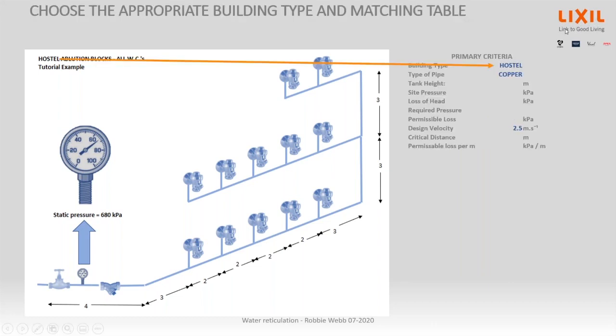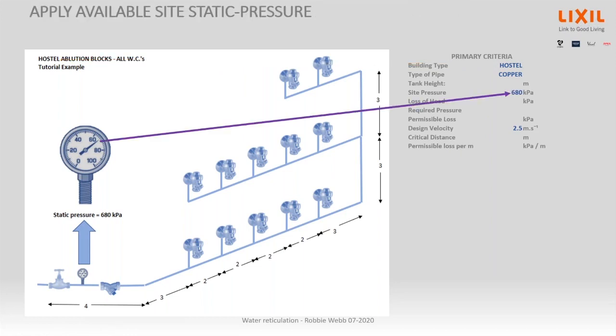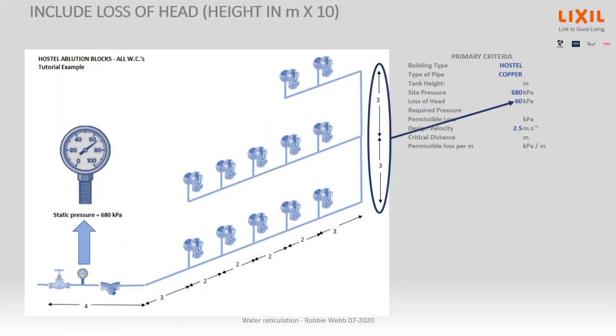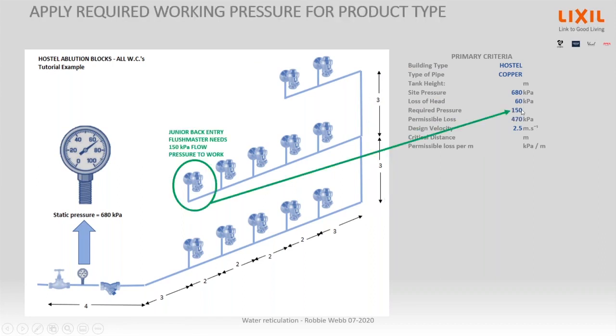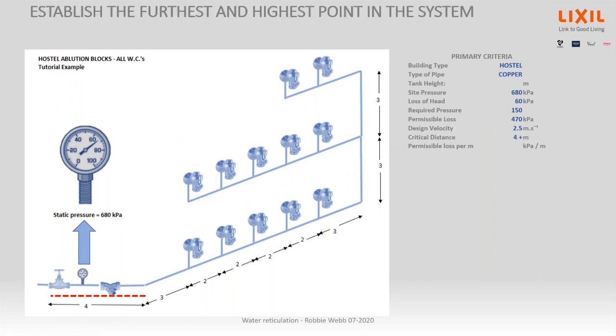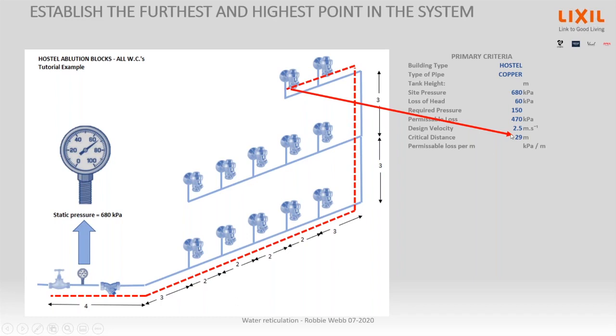So we start off with this primary information, as we did with the last one. The first thing we know is it's a hostel, right? Because the architect told us it's a hostel. Our mains pressure is 680 kPa. The loss of head is going to be to the highest point in the system. So we go up 6 meters, so we're going to lose 60 kPa. The required pressure is 150. Why? Because we've just said a junior FLUSHMASTER needs 150 to work. And then the distance to the critical point will be from the start. You can see we're adding up the segments. Okay, so it's 29 meters to the critical point.